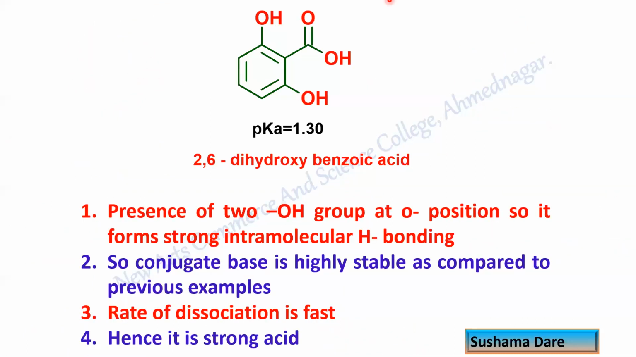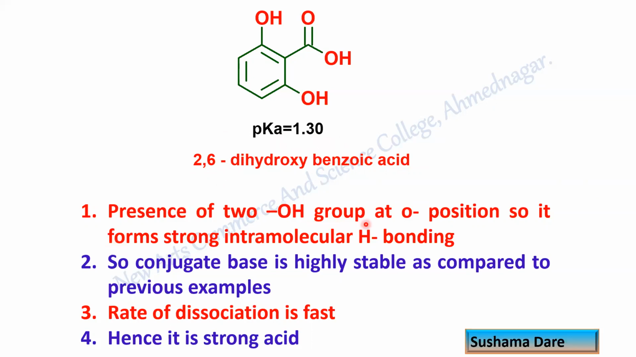Now this is the next example, in which the ortho positions of the carboxylic acid group have the hydroxy group. So the hydroxy group, actually it is an electron withdrawing group, but now it is attached to the aromatic ring. Therefore now it shows electron donating mesomeric effect. How it shows the mesomeric effect, we already discussed in the previous slide. So this is an example of 2,6-dihydroxybenzoic acid. Look at the pK value, it is 1.30. That indicates it is a strong acid.